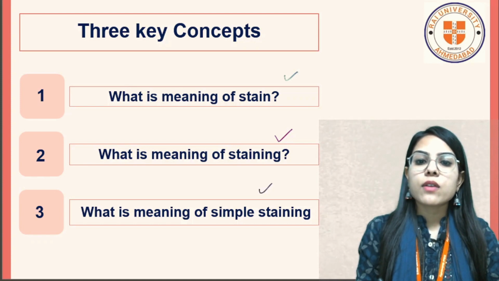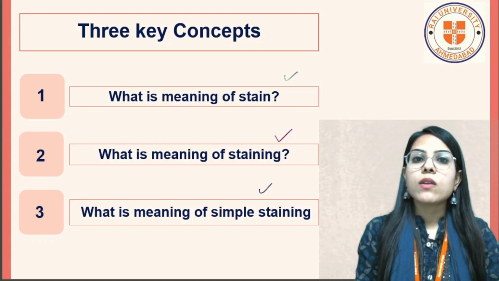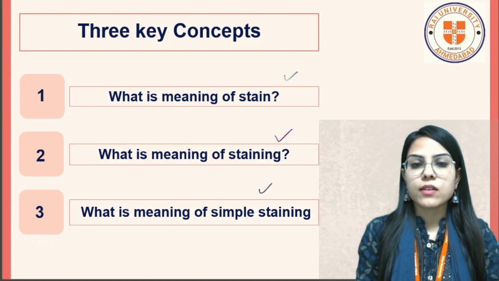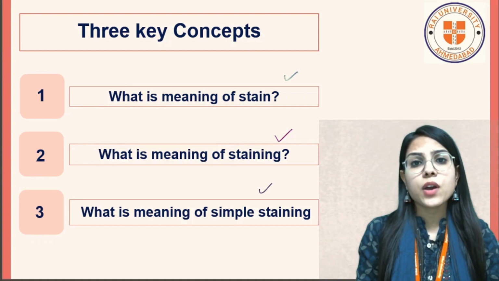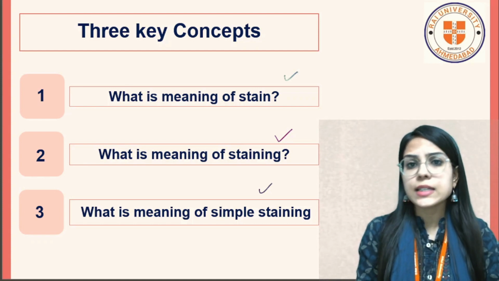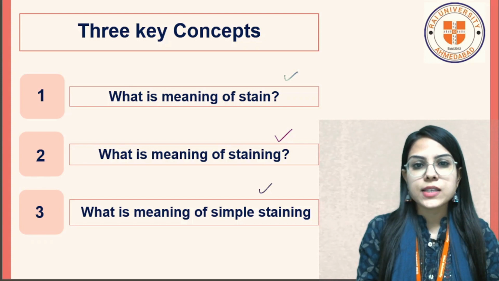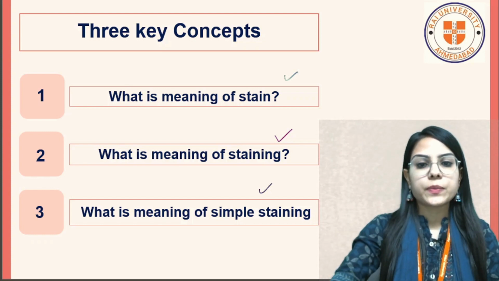Next, what is the meaning of simple staining? It is staining in which you are using only a single color. There are many different kinds of staining methods in which you can use more than two colors. But if you are using only one color in your staining method, it's called simple staining. So a stain is basically a color compound, staining is a procedure for coloration, and simple staining is one in which you are using only a single color.